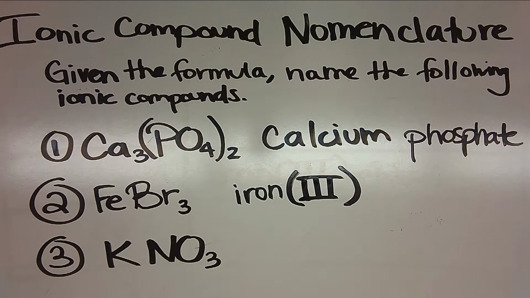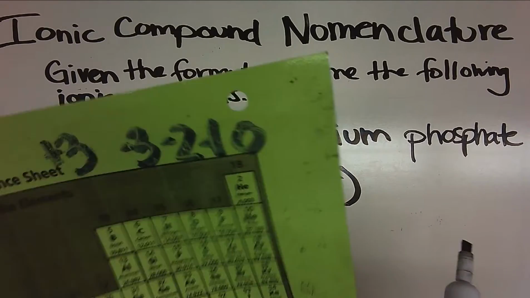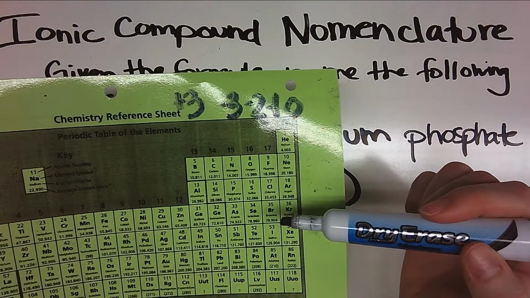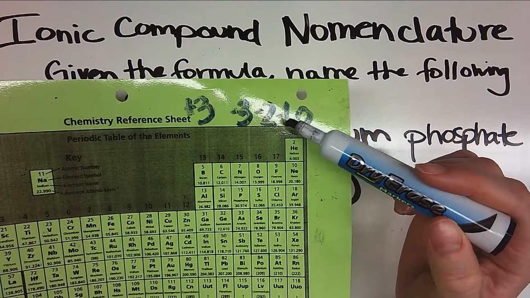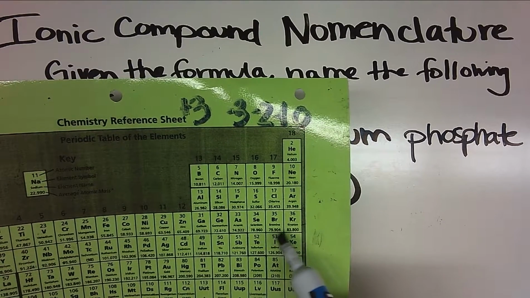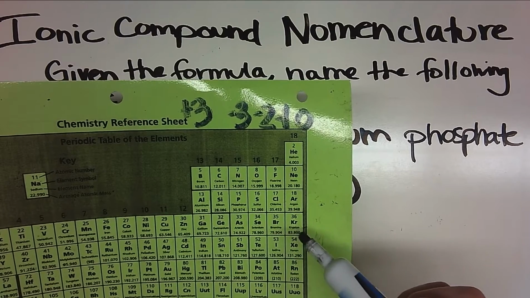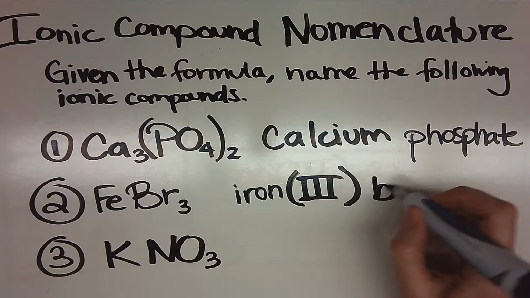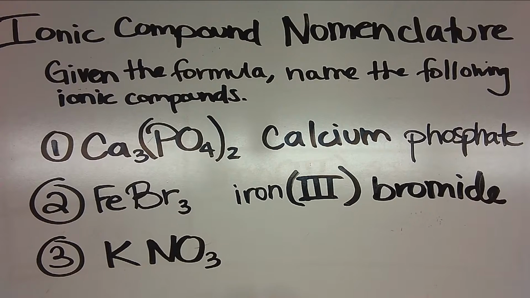Now remember, bromine is a monatomic anion, so a one-atom ion. Bromine falls in the halogens. So for monatomic anions, meaning they have a negative charge, we keep the first part of the name, so brom. I drop the "ine" and add "ide." So this becomes bromide. So my second ionic compound is iron(III) bromide.